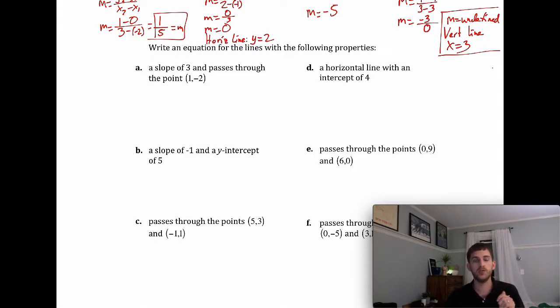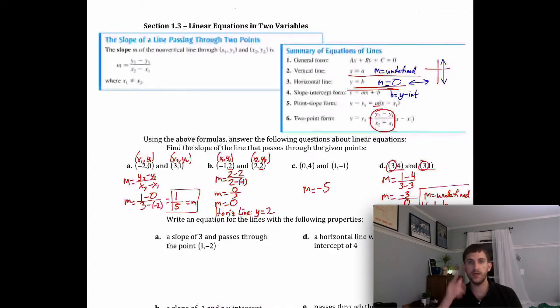So for this section, it says write an equation for the lines with the following properties. The first one says a slope of 3 that passes through the point (1, -2). We just need to come up with something that uses a slope and a point. How about point-slope form? So point-slope form, let's plug that in.